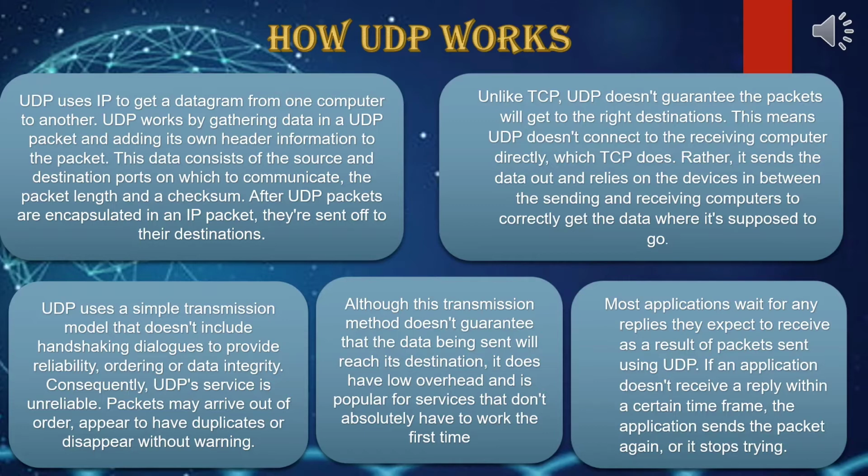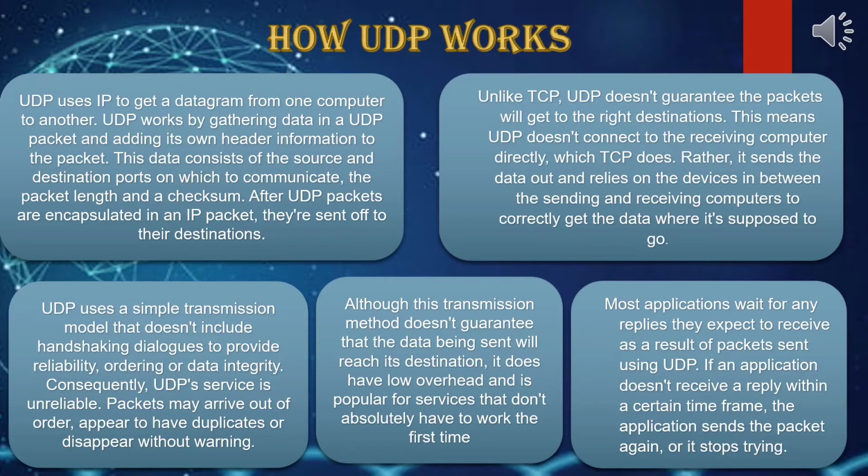Unlike TCP, UDP doesn't guarantee the packets will get to the right destination. This means UDP doesn't connect to the receiving computer directly, which TCP does. Rather, it sends the data out and relies on the devices in between the sending and receiving computer to correctly get the data where it's supposed to go. UDP uses a simple transmission model that doesn't include handshaking dialogues to provide reliability, ordering, or data integrity.